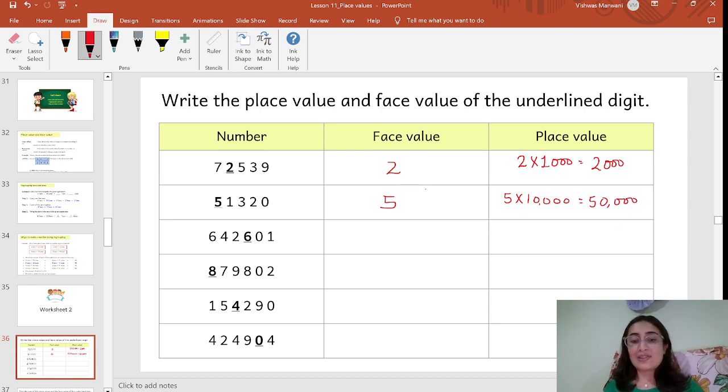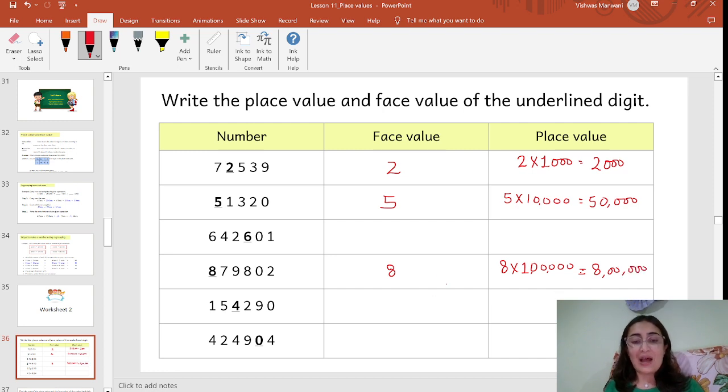Right? Okay, let's do one more question. Let's do the fourth example here. In the fourth example, my number is 8,79,802. So again, my face value here will be 8, but my place value here will be 8 multiplied by its position, which is 1 lakh. And how many zeros are there in 1 lakh? 5 zeros, correct. So the place value of 8 here becomes 8 lakhs.